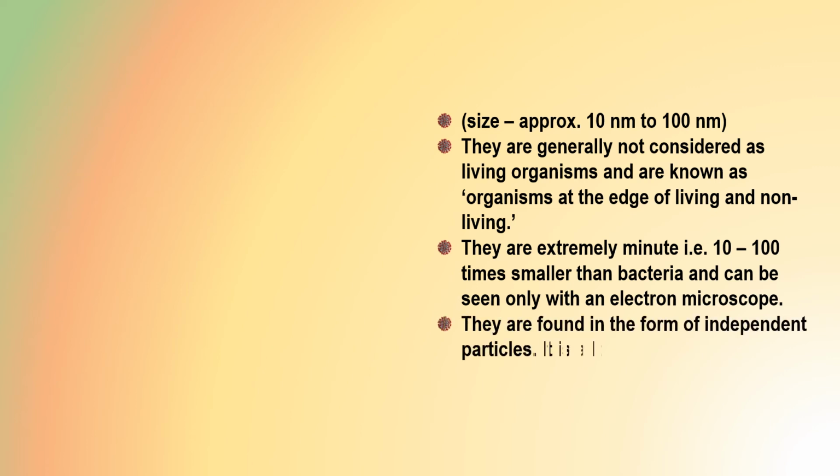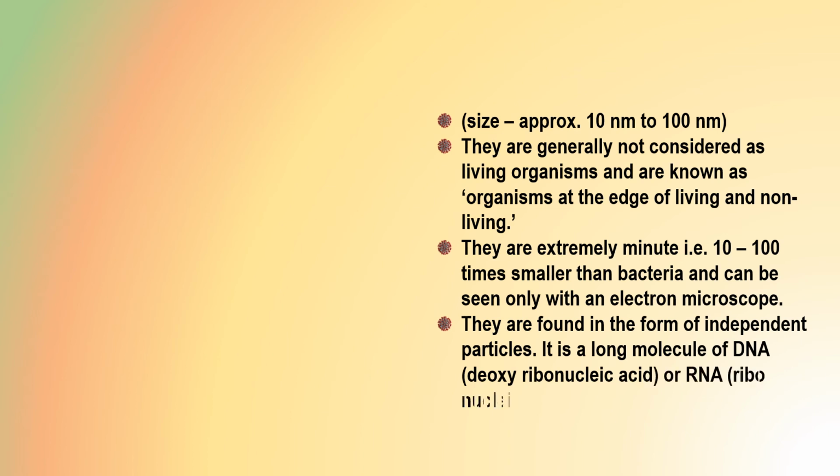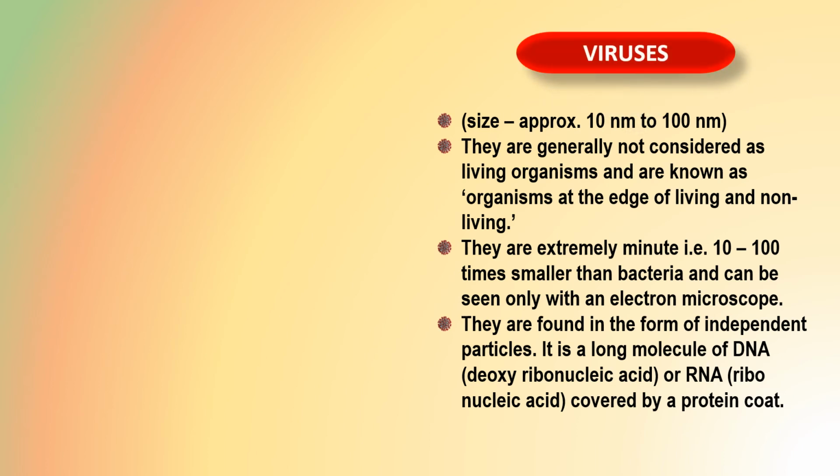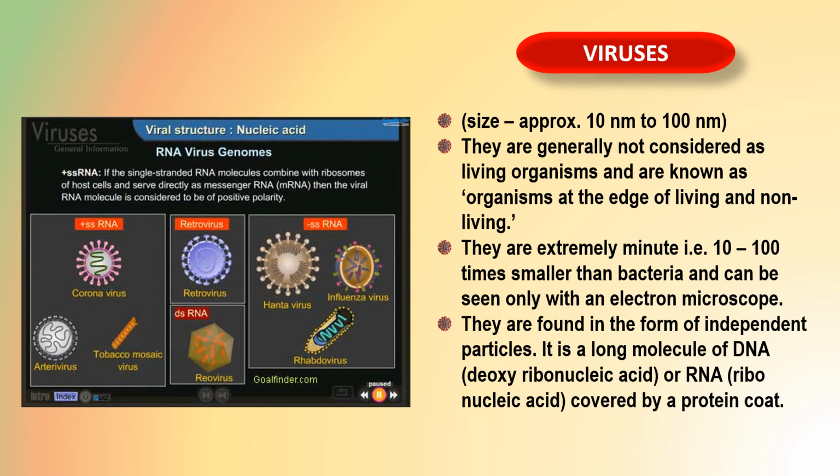They are found in the form of independent particles, a long molecule of DNA, that is deoxyribonucleic acid, or RNA, which is ribonucleic acid, covered by a protein coat. And as you may have guessed, these are viruses. And you can see here the different types of virus. The one affecting us so badly at the moment, the coronavirus, retrovirus. We have the influenza virus, hantavirus, another dangerous virus, and so many other viruses.